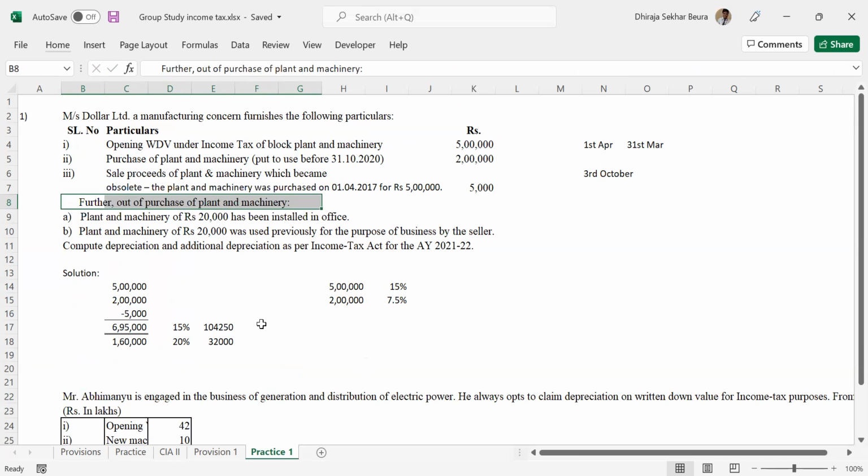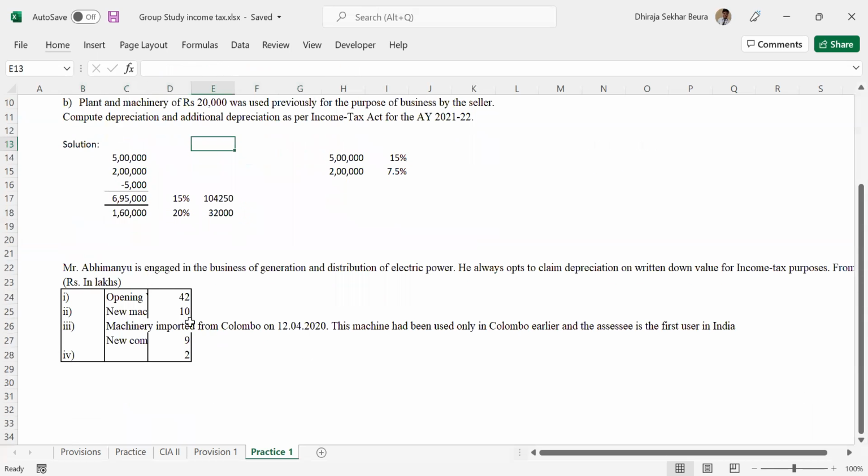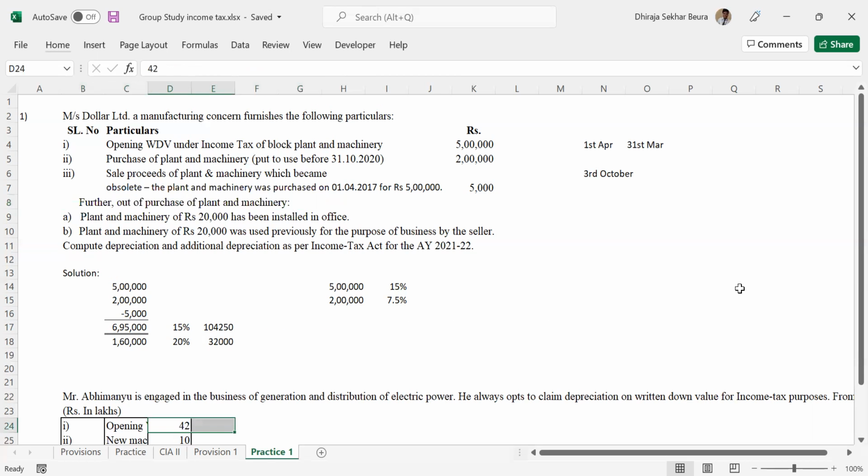If you look at the highlighted line that I have focused, if you read it out further, out of purchase of plant and machinery. Oh, okay. Very clearly they have said. Can you explain how we got from 1,80,000 to 1,60,000? So we have 1,20,000, right? The first one. The second one is another 20,000, right? Okay, those two are different. Yes, got it.